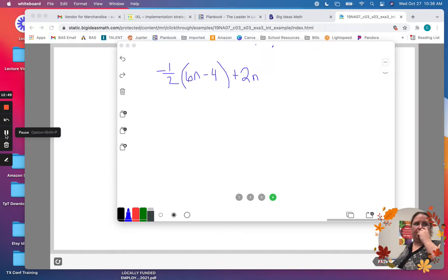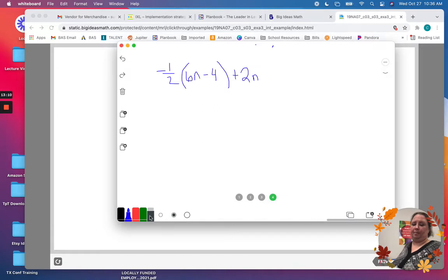This is example 3, correct? 3A. So let's look at this first. Is there anything we can simplify in the parentheses? No, because this has an n, this does not. Okay, we have this random plus 2n at the end, but we have this multiplied times everything in here first. So what is your first step? Say the fancy word. Yes, what's the fancy word? That is distribute. So we're going to distribute 1/2 times 6.